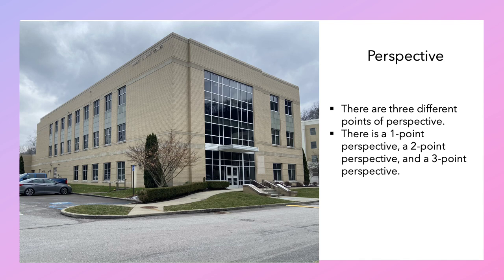With this picture, the rule of thirds is followed because the sky is at the top third of the picture, the building, which is the main focus, is in the middle third of the picture, and the bottom third of the picture is the road.